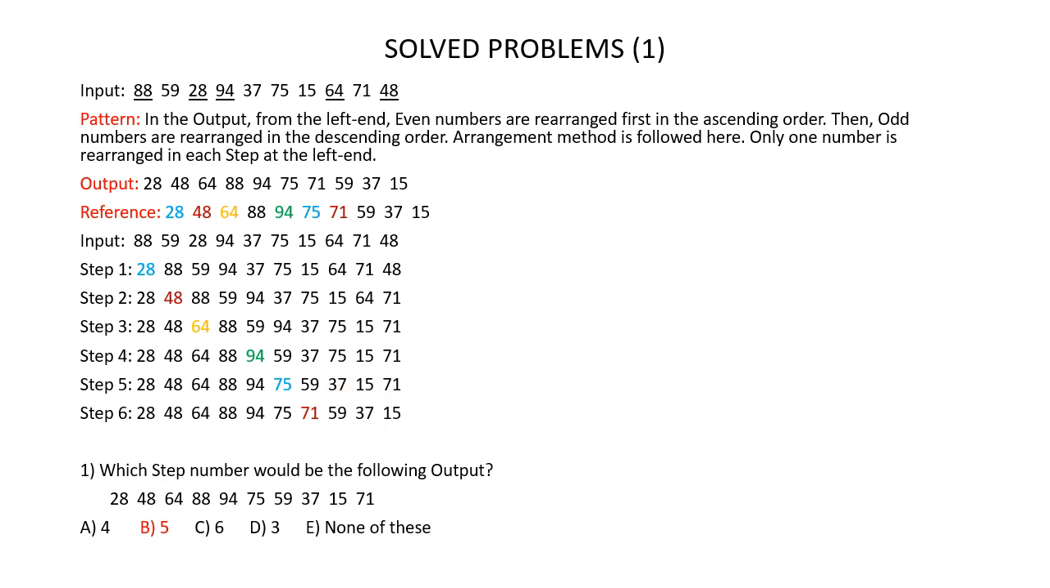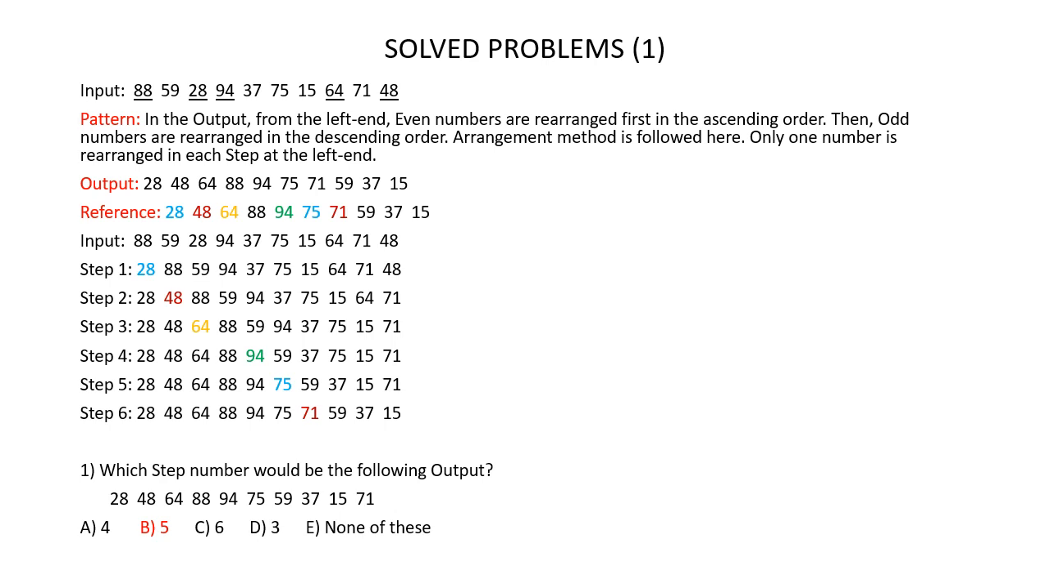The next number in the reference line is 71. So in step 6, write 28, 48, 64, 88, 94 and 75 in the same order as is given in step 5. Now write 71 in the seventh position from the left end in step 6. The rest of the numbers of step 5 are written as they are.